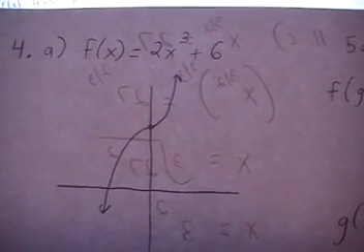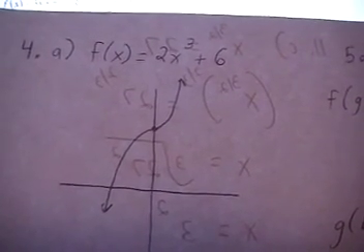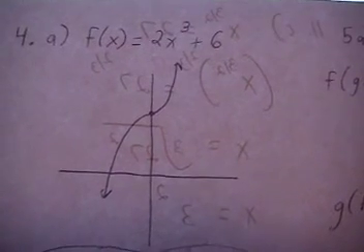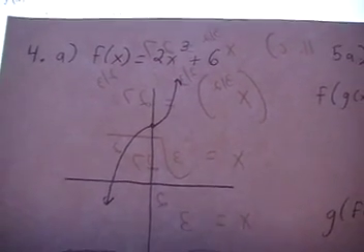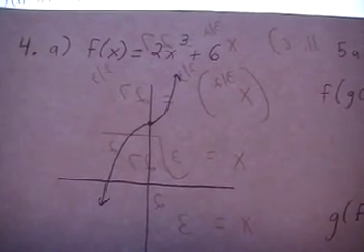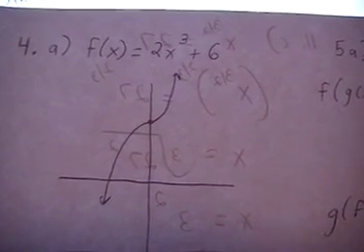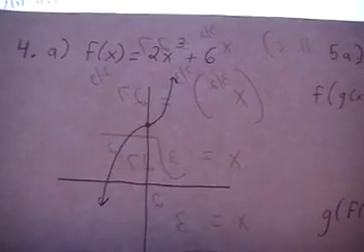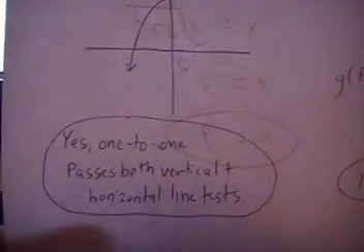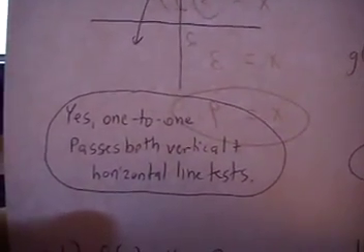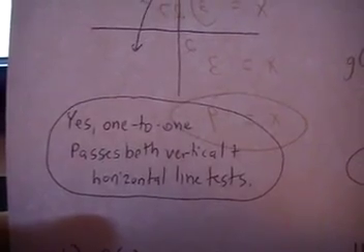A one-to-one function is kind of like saying that to be a function you can't have any of the x's repeating. To have a one-to-one function, neither the x nor the y can repeat. So if you pass both the horizontal and vertical line tests, none of your x's or y's will repeat. This is yes, one-to-one, passes both the vertical and horizontal line tests.